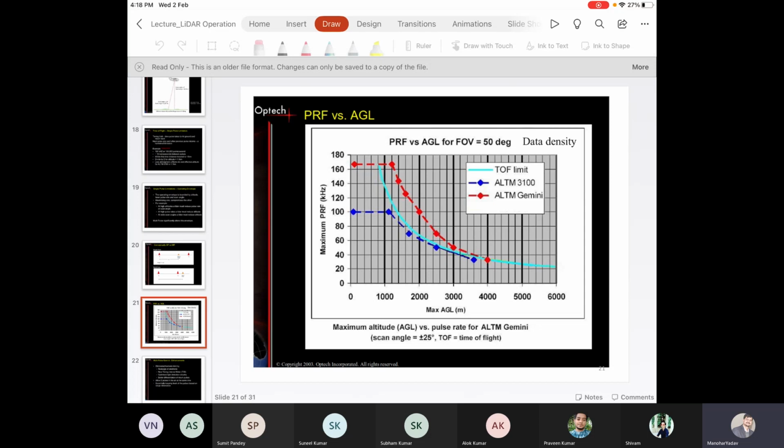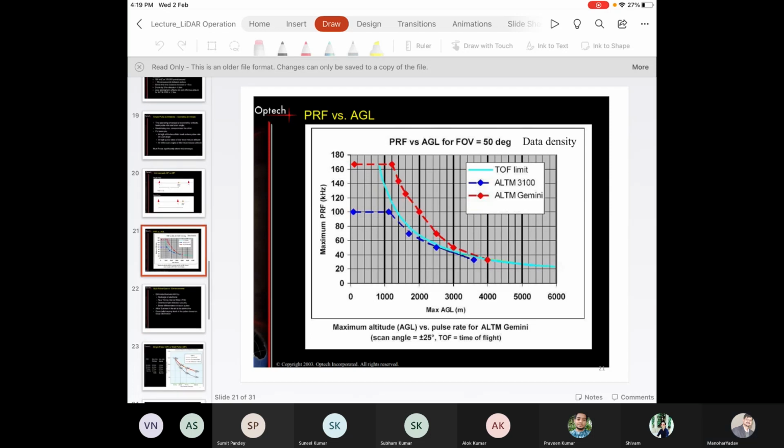But in the case of ALTM Gemini, typically, if you see ALTM 3100, ALTM 3100 has a single pulse limitation, while ALTM Gemini doesn't have this single pulse limitation, as it is capable of the multi-pulse concept, this multi-pulse recognition. So this is the reason why you can obtain a high pulse firing rate at the same AGL.